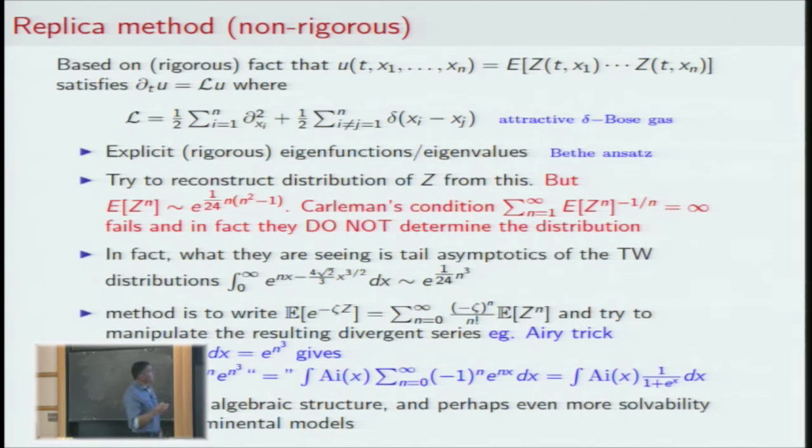It satisfies ∂_t u = Lu, where L is this attractive delta Bose gas, which is just the Laplacian plus this delta interaction between the particles. Now notice, an attractive delta Bose gas. When it's a minus sign, it's the standard delta Bose gas. So this is kind of a weird one.